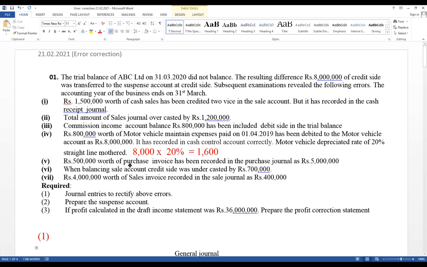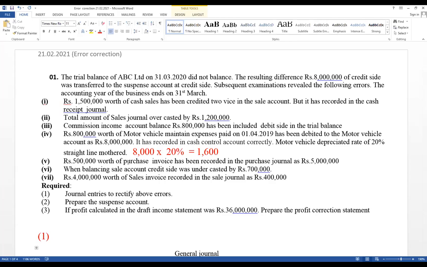Think about purchase invoice value equal 500, but it has been recorded in the purchase journal as a 5,000. Therefore, in the ledger also recorded as a 5,000. Purchase account debit, creditor control account credited as a 5,000. Correct value equal 500, but it has recorded incorrect value in the purchase journal. Purchase journal is a primary book. Therefore, if errors occur when information is recorded in the primary books, definitely not effect for suspense.